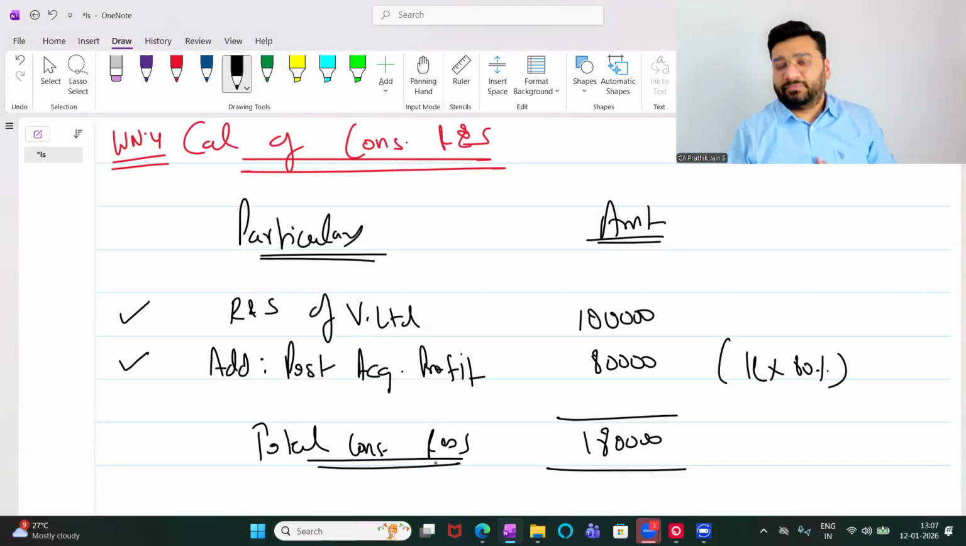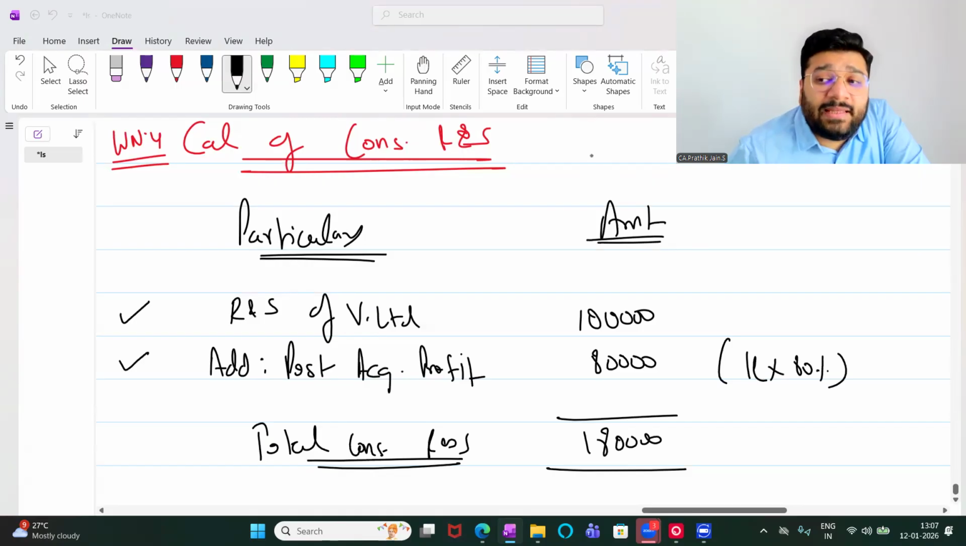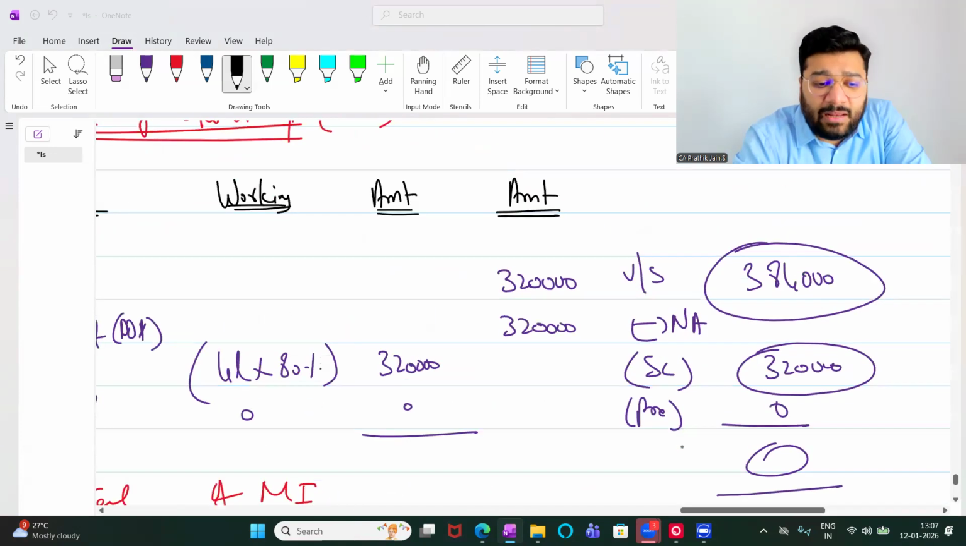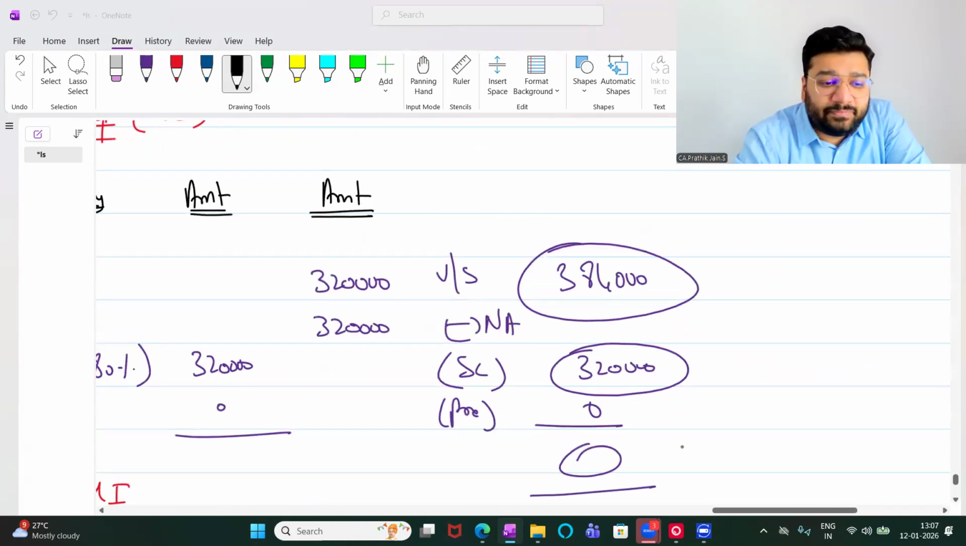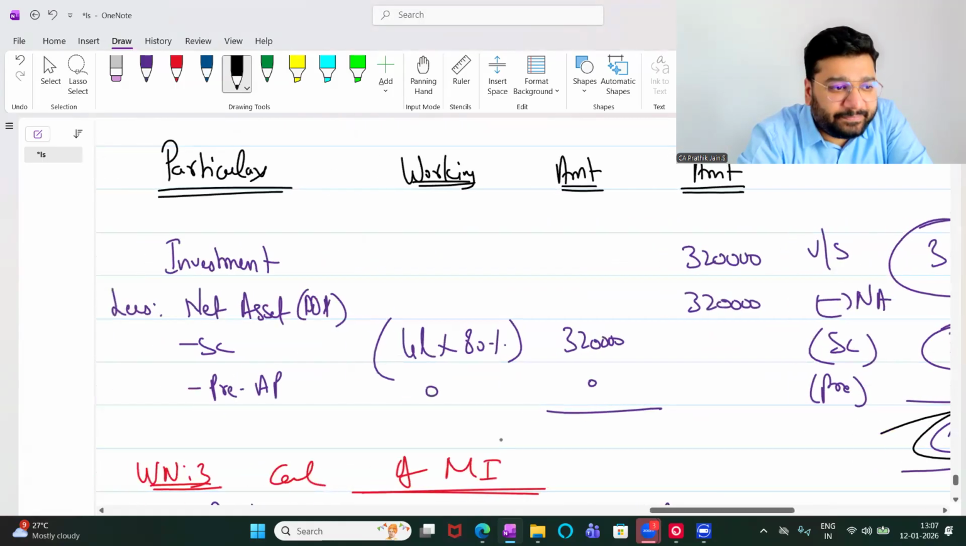Any problem? Online people, any problem? Sir, in the example you took, will capital reserve come? Sorry? In the example I said, goodwill came. In the above example, where I twisted the premium part, goodwill came. Here this was goodwill, so goodwill comes on the asset side.